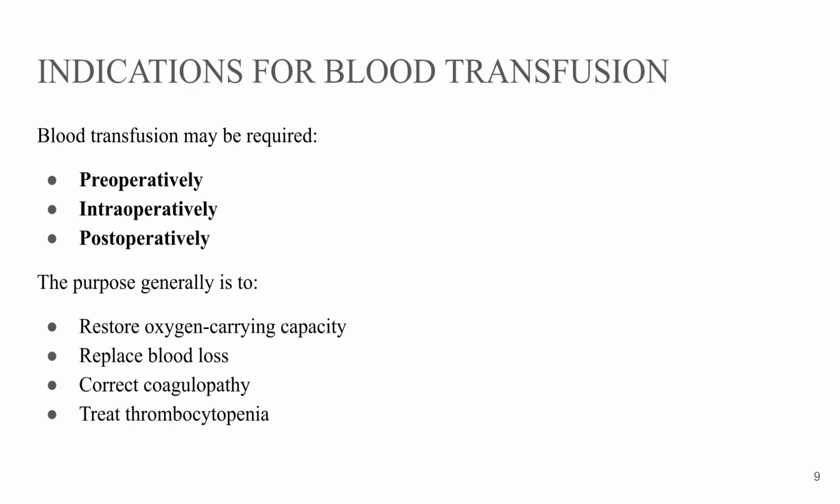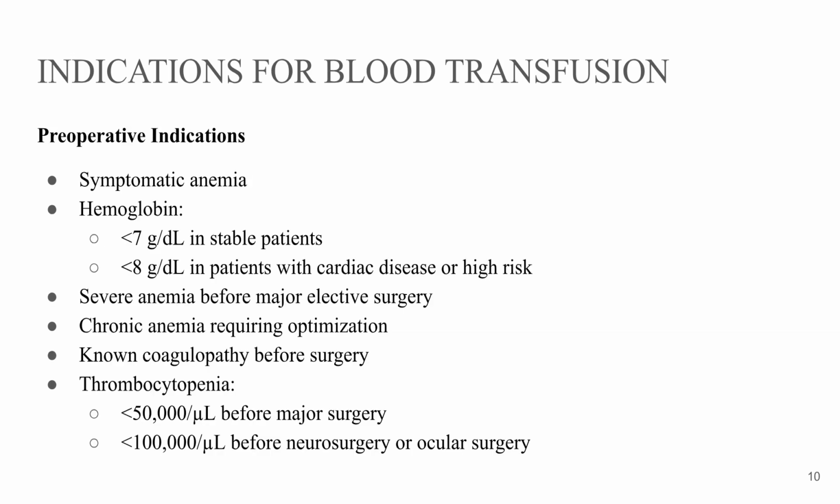Blood transfusion may be indicated preoperatively, intraoperatively, or postoperatively. The general purpose is to restore oxygen carrying capacity, replace blood loss, and correct coagulopathy or thrombocytopenia. Preoperative indications include symptomatic anemia, typically with hemoglobin below 7 to 8 grams per deciliter, and known coagulopathy or thrombocytopenia below specific levels before major surgery.